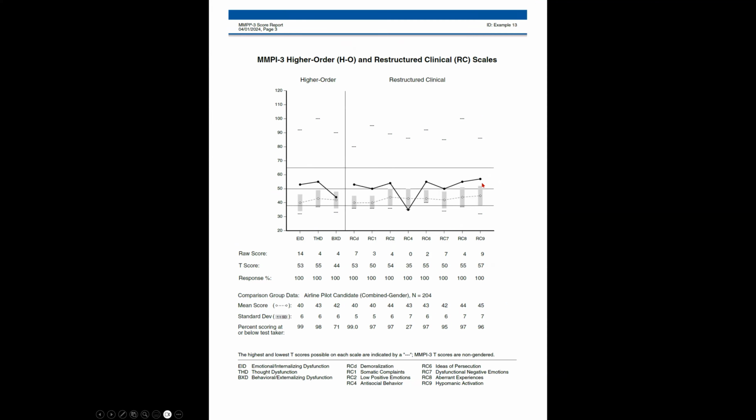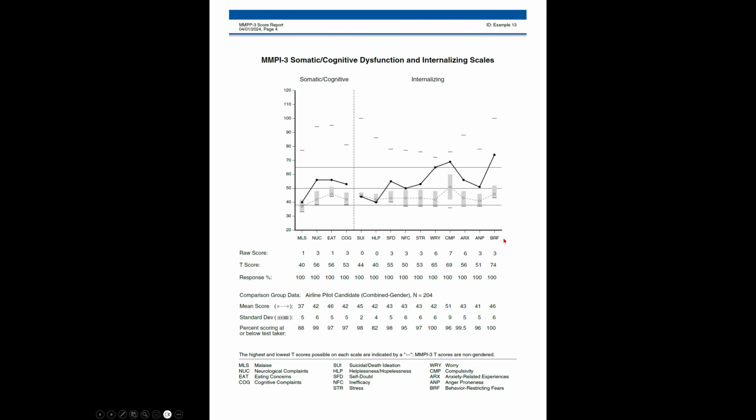Scores within normal range, no clinically elevated scores on the higher-order or the RC scales, but RC9 is at the 96th percentile. When we go to the specific problem scales, we do find some clinically significant elevations and some unexpected ones. Behavior-restricting fears, associated with excessive fearfulness that could limit the individual's comfort zone and would indicate some risk aversion, which we would potentially be quite concerned about in the context of a pre-employment evaluation of an airline pilot candidate.